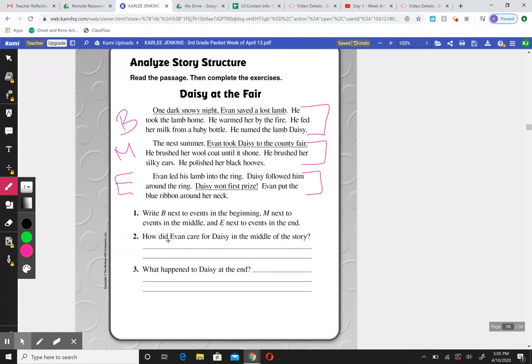Number 2, how did Evan care for Daisy in the middle of the story? So let's go right to the middle. The next summer, Evan took Daisy to the county fair. He brushed her wool coat until it shone. He brushed her silky ears. He polished her black hooves. So, somewhere in that sentence is a clue about how he cared for her.